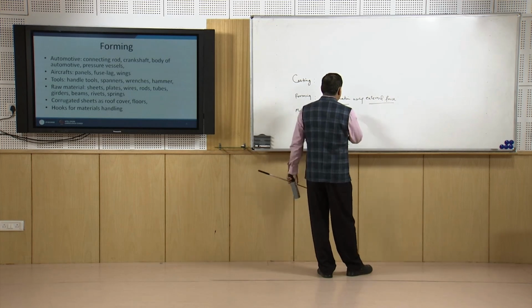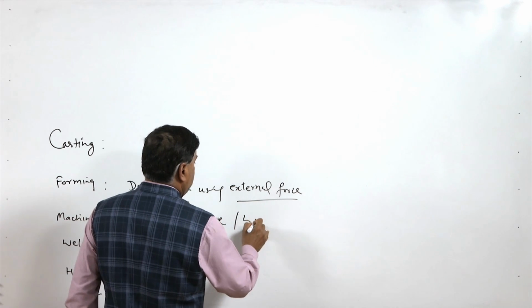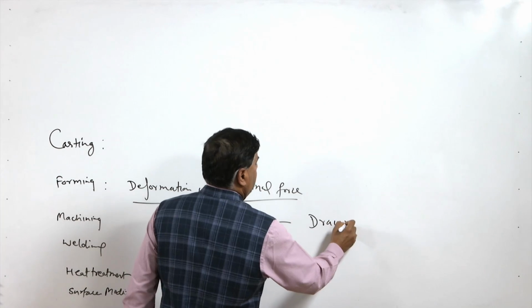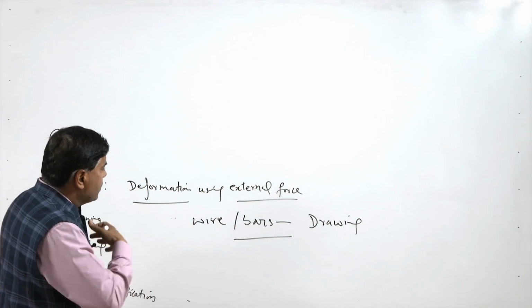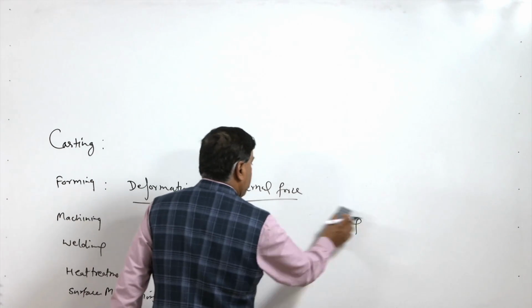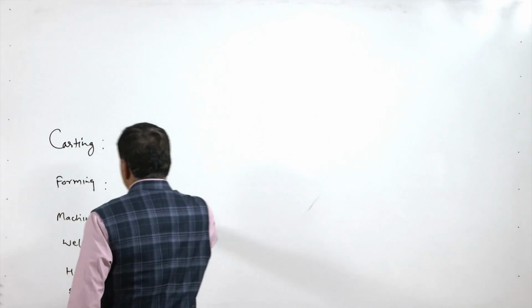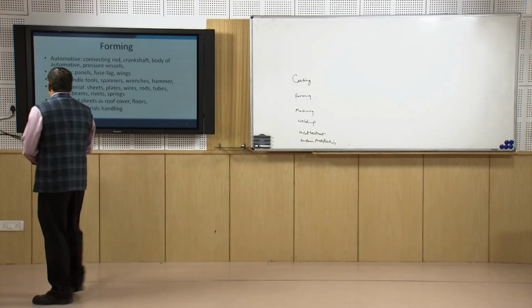are made using the drawing process. So, if we see here in the deformation based processes, wires and bars are produced using drawing. These applications have been described based on the geometries. Now, we will see product wise what these processes are used for.